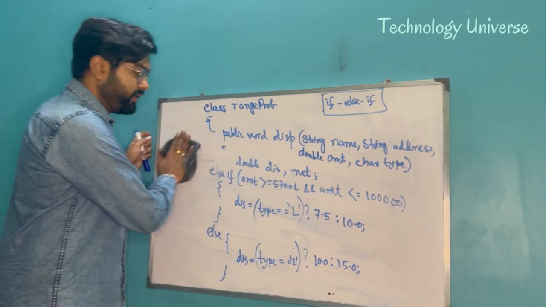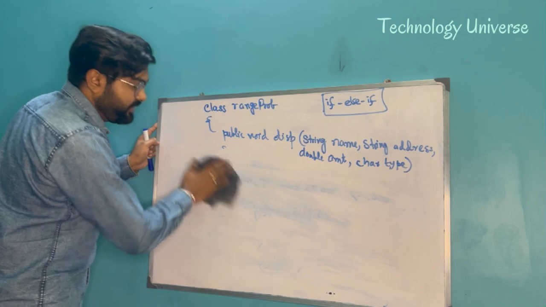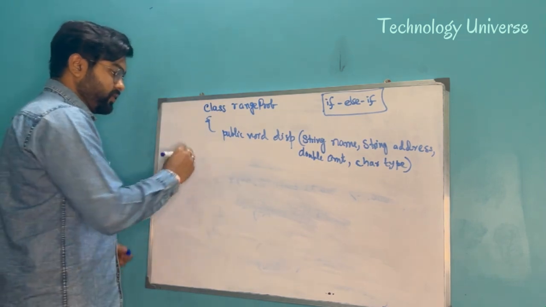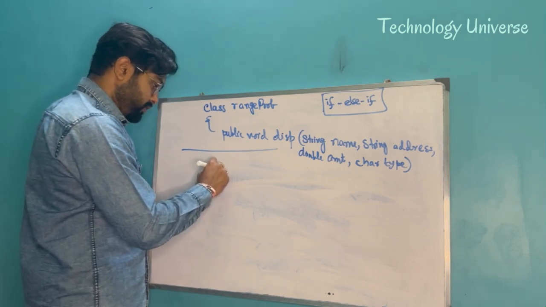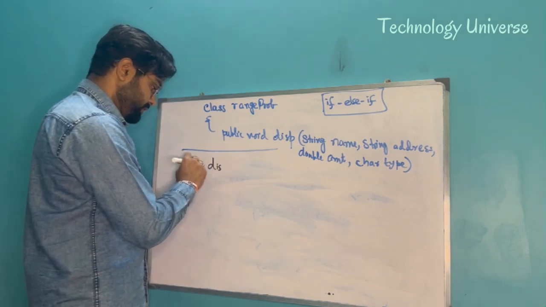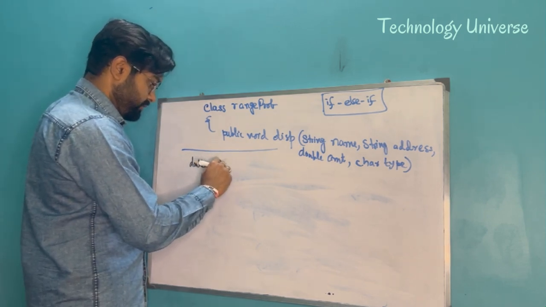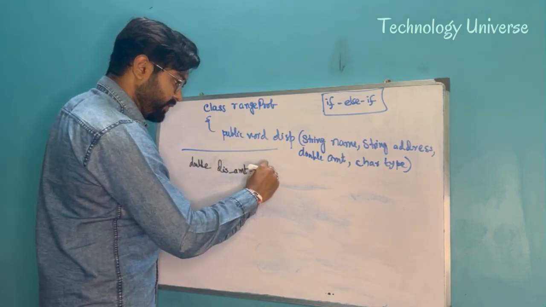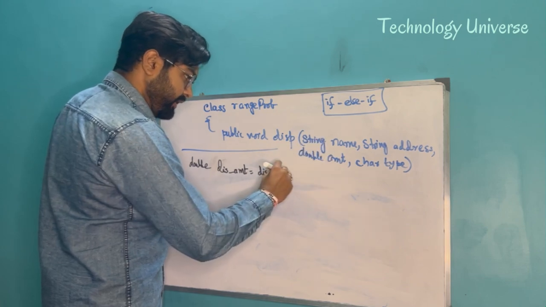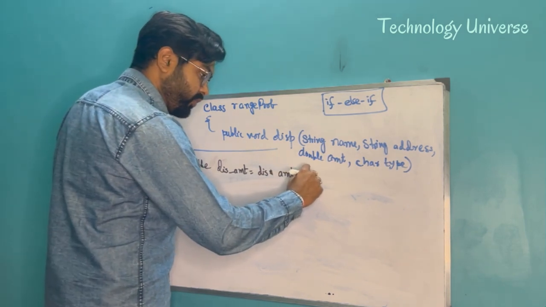Now, after calculating the discount, what do we have to do? We have to calculate the discount amount and the net amount, and then print the respective details. So, the discount amount would be the discount whatever we calculated into that amount the user has put as input, divided by 100.0.